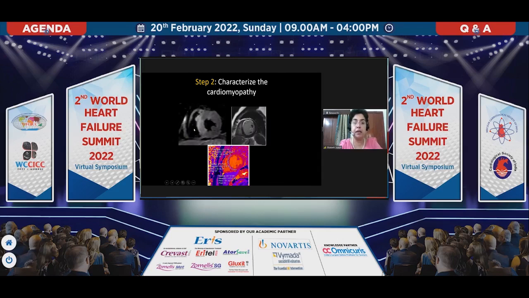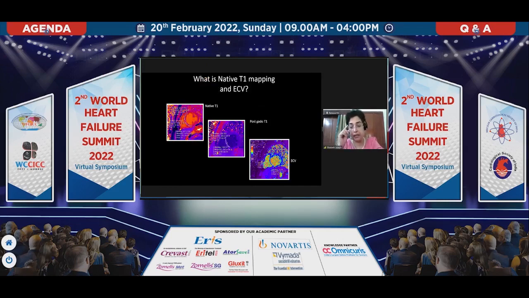So our next step is to look at different sequences. This is a STIR sequence, which helps us to identify edema. Here there is edema in the septum. This is a late gadolinium enhancement sequence showing fibrosis. This could be a case of infarction. And lastly, we have a T1 map, which actually shows us the signal intensity in different areas of the myocardium. So there is both the T1 mapping, which includes the native T1 mapping as well as the ECV.